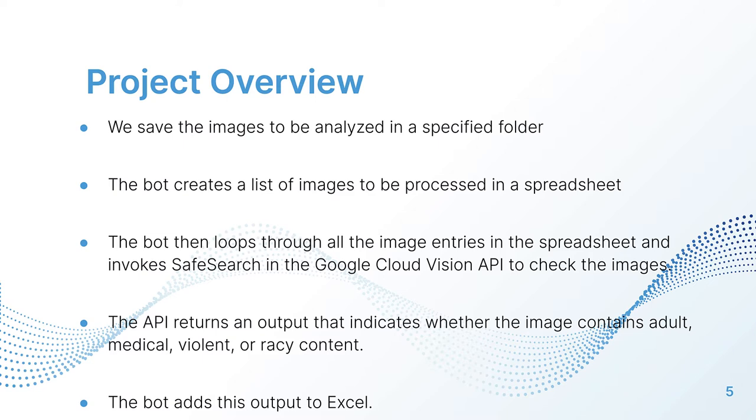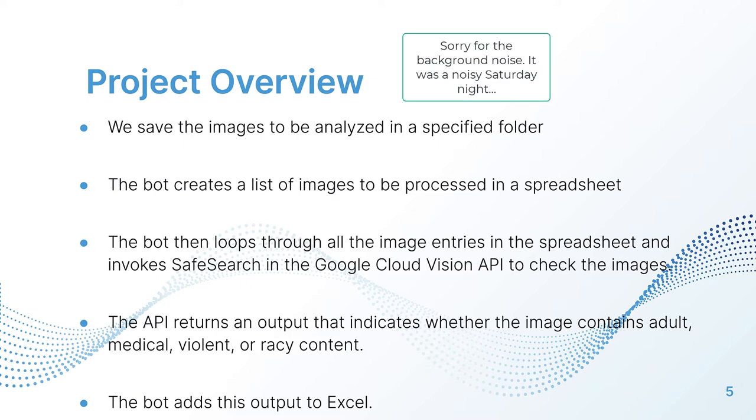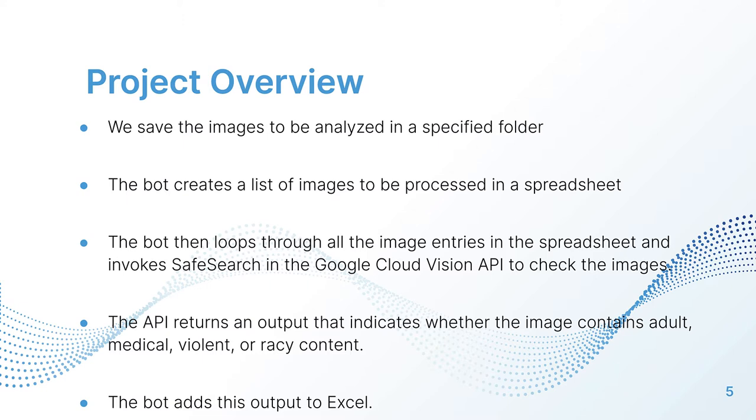Here, we are going to use the function called Safe Search in the Google Vision API. So the Safe Search function can give analytics about whether an image contains explicit content, such as adult, medical, violent, or racy content. The API will return an output that indicates whether the image contains any of these explicit contents, and our bot will add this output to the Excel spreadsheet.